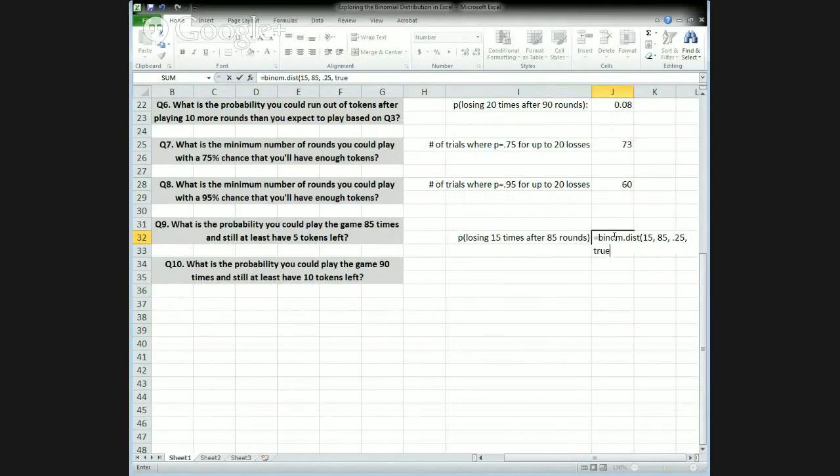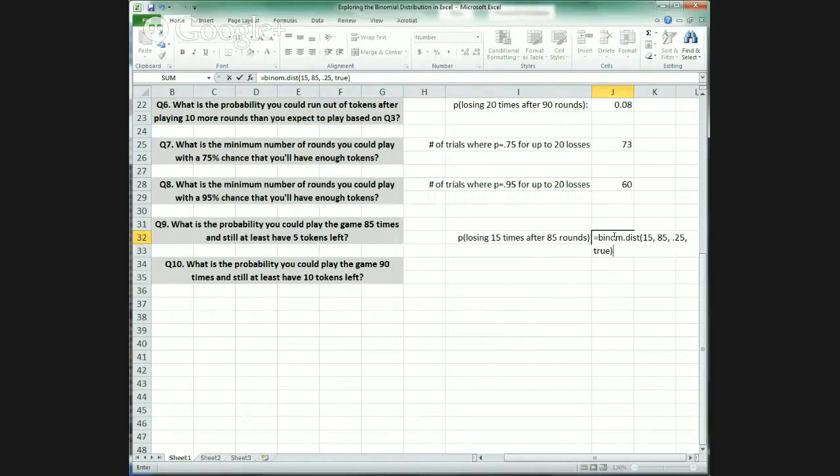And we do want a cumulative distribution here because keep in mind, having at least 5 tokens left means we could also have 6 tokens left or 7 tokens left or 8 tokens left, which means we could lose only once or twice or 12 or 13 or 14 times. All of those things are fine. What we want is at least 5 tokens left at the end of this round.